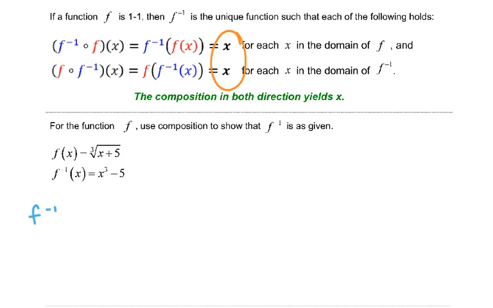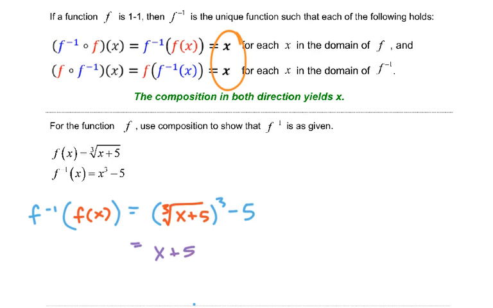F inverse, I'm going to plug into f of x. And what that would give me would be x cubed minus 5. And into that x, I'm going to plug the cube root of x plus 5. So simplifying this, the cube and the cube root cancel. I have x plus 5 minus 5, which gives me x.